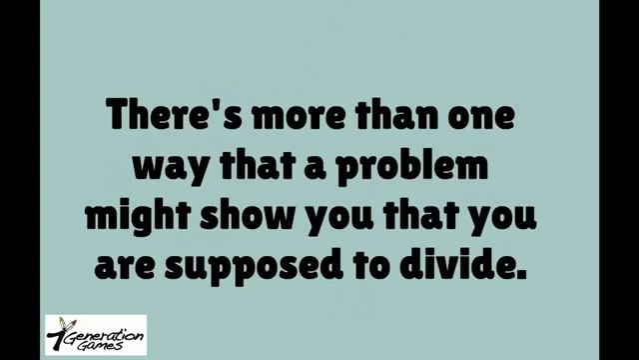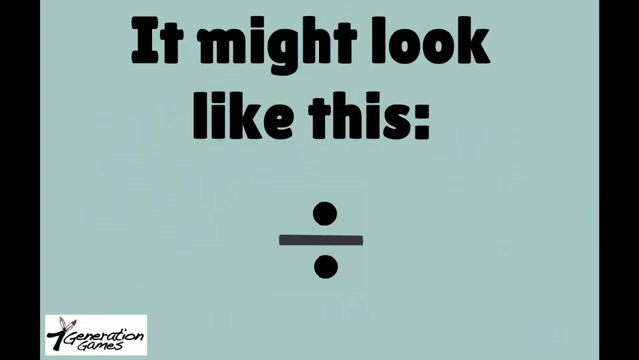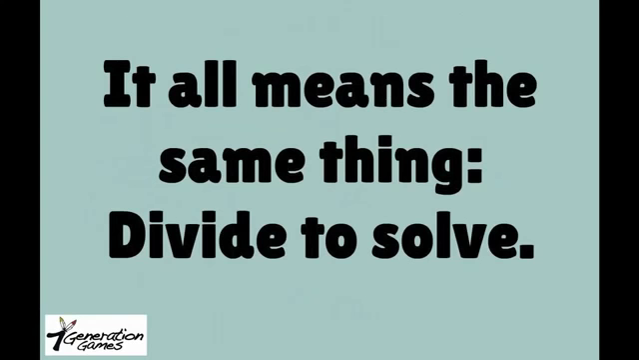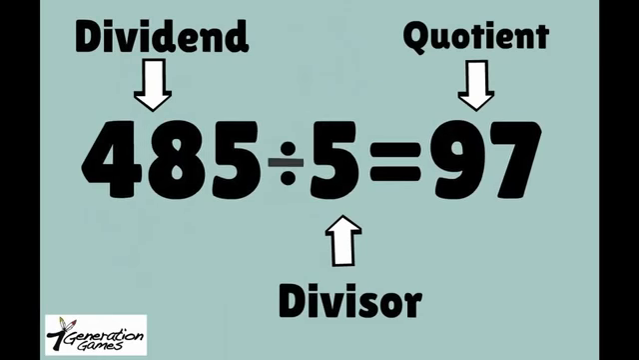One more thing. There's more than one way a problem might show you that you are supposed to divide. It might look like this, kind of like a tipped over L. It might look like this, a division sign that's a line with a dot above and below it. It might look like this, like a slash. It all means the same thing. Divide to solve. With each problem, you will still have a divisor, a dividend, and a quotient, whether it looks like this, or like this, or like this.